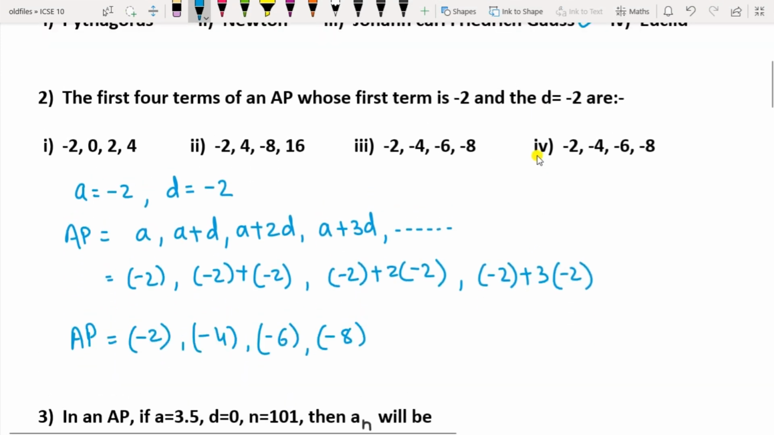The first four terms of an AP whose first term is -2 and D is -2 are. So you have to find the first four terms of the AP, where A, the first term, is -2 and D is also -2. As we know, we generally write the AP as A, A plus D, A plus 2D, A plus 3D. These are the four terms. Substitute values of A and D here, both are -2, and therefore you get the AP as -2, -4, -6 and -8. So option 3 is the correct option.